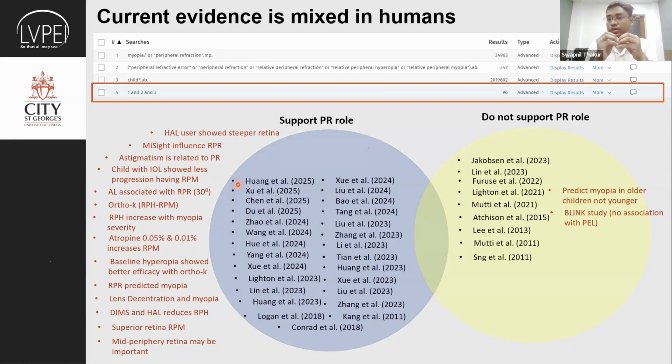However, we should not ignore those studies which did not support the role of peripheral refraction. One of the famous studies is the outcome from the BLINK study, which reported that the relative peripheral hyperopia did not correlate with the relative peripheral eye length. So, in the animal studies we have more consistent evidence, but in humans we have mixed evidence to say whether relative peripheral hyperopia has any role in myopia or not.